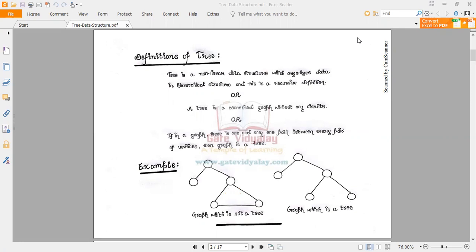So we can say that if in a graph there is one and only one path between every pair of vertices, then the graph is termed as a tree, which can be very clearly visible in the second figure over here.